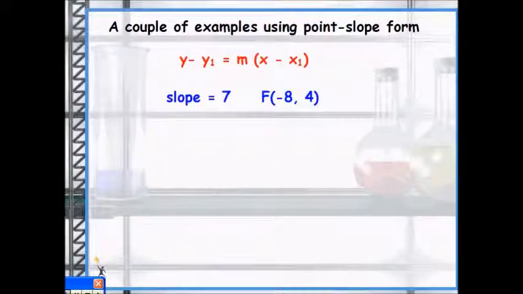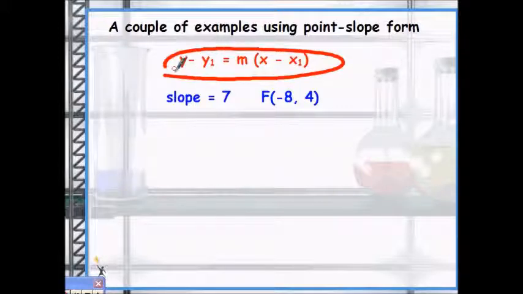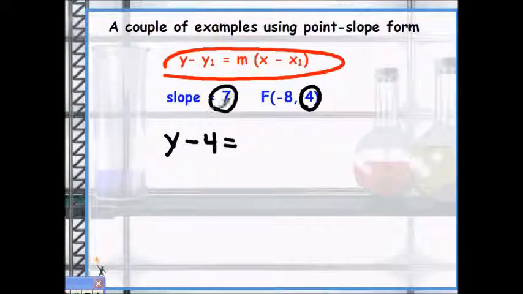Now let's go ahead and work this problem with the example. This is my point slope form. All I have to do is plug in the appropriate numbers. So y stays a variable, minus y1, the y coordinate of my point, equals m, my slope, times x, still a variable, minus x1, my x coordinate.